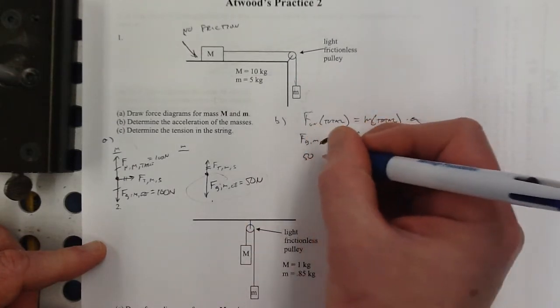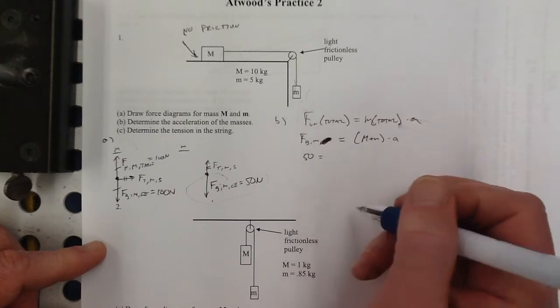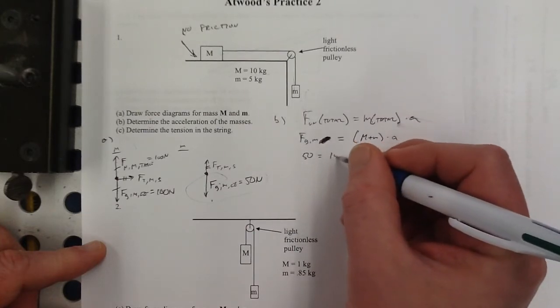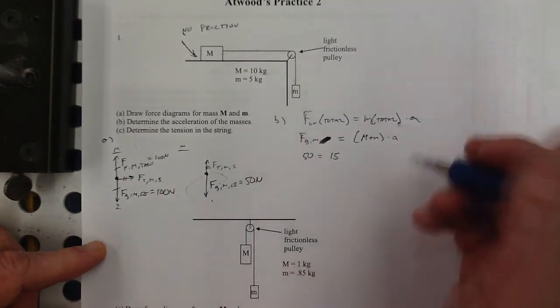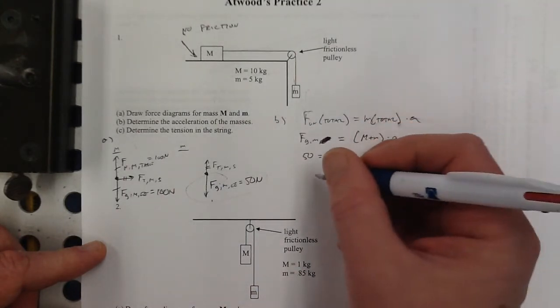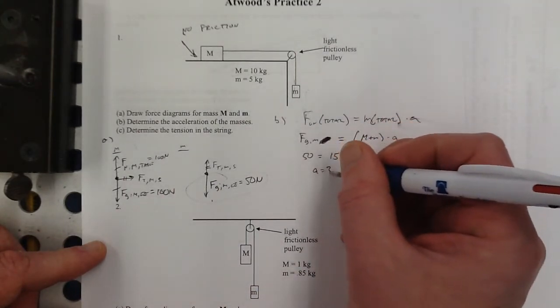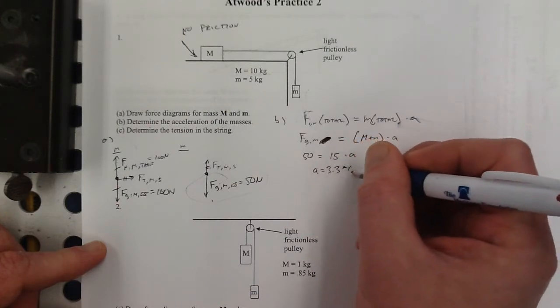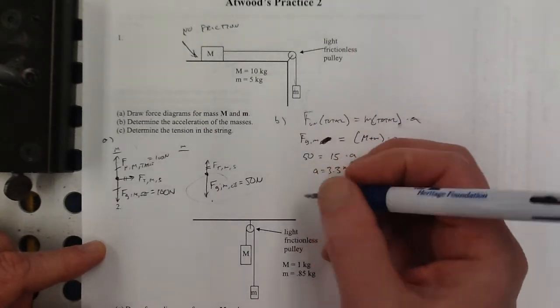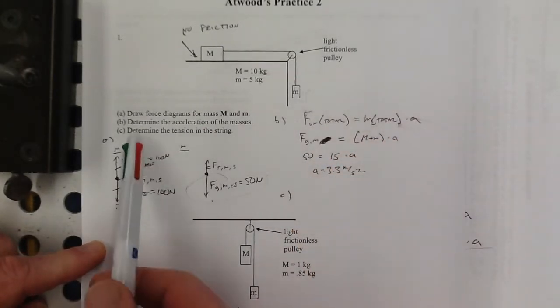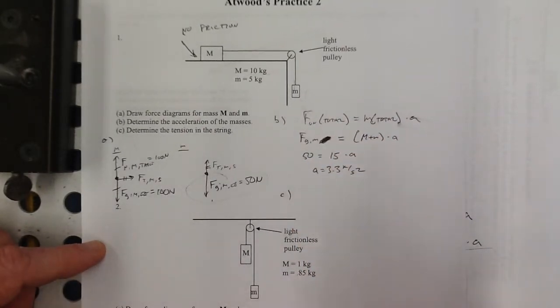That's 50. M plus m is 15. And that's going to give me an acceleration of 3.3 meters per second squared. Okay. What about the tension? Determine the tension. How would you do that?